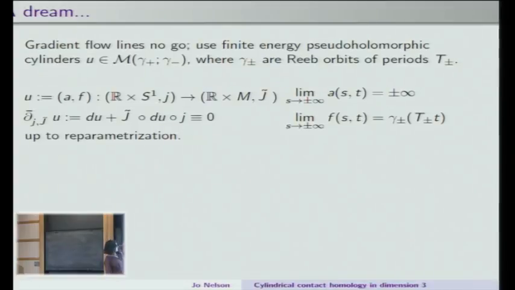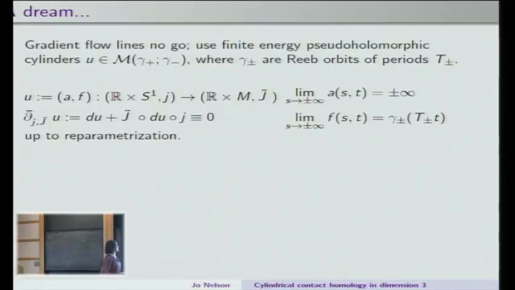So I broke up my curve into components a and f. The a component lives in the R piece of the target, and we want it to go off to plus and minus infinity as our s goes off to plus or minus infinity. And then in the M component of our target, as we limit to plus or minus infinity, we want to be limiting on these Reeb orbits with also the period taken into account. And then also everything is up to reparametrization, which is going to make things really funky later on, because we just care about the images of the Reeb orbits, so we're not parametrizing them.